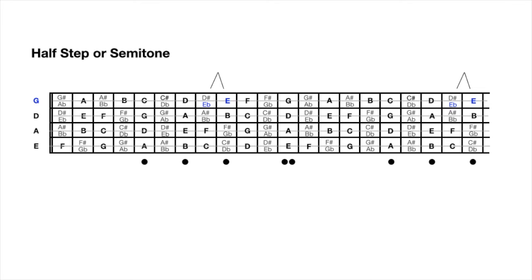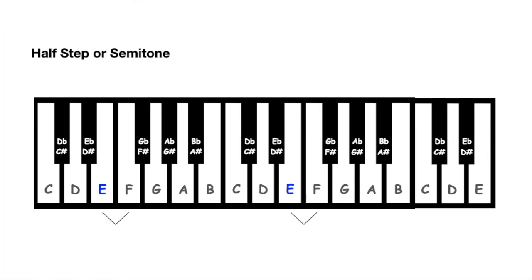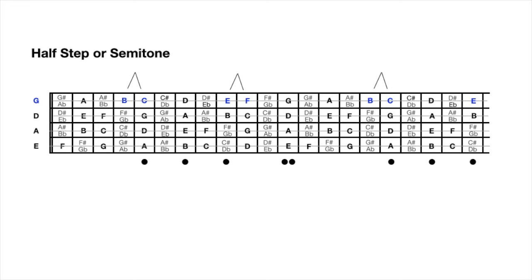Now, here's E to F is a half step or semitone, and B to C is a half step or semitone as well. Here you can see them on the bass guitar. These are all half steps or semitones.